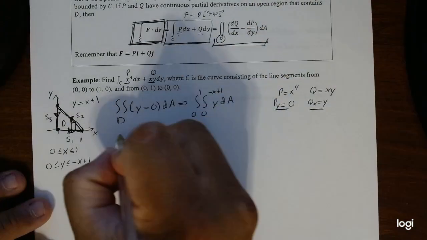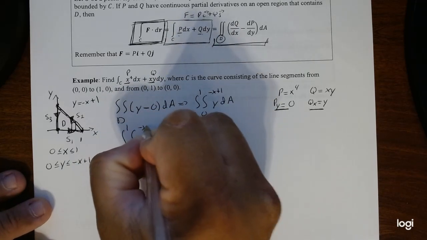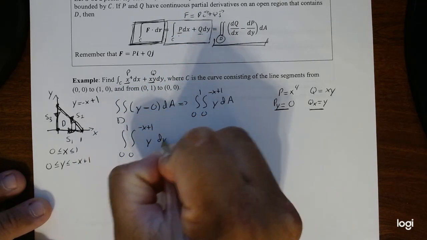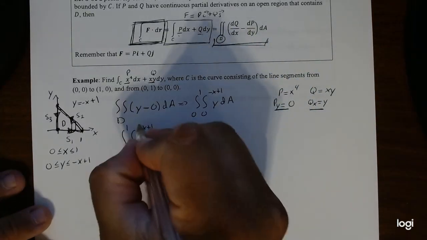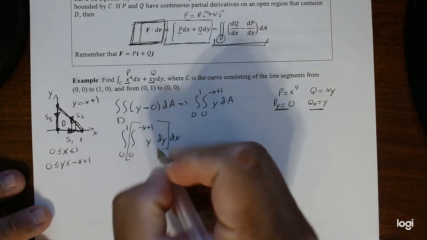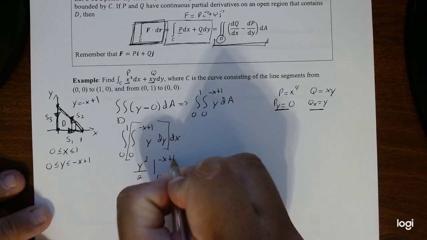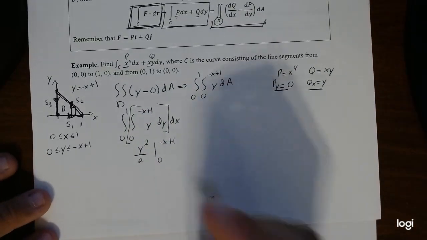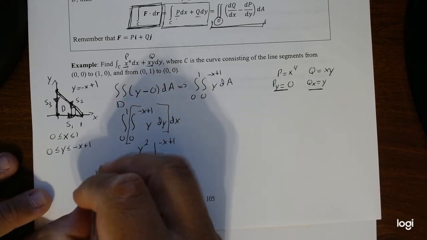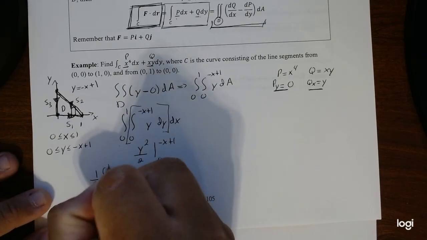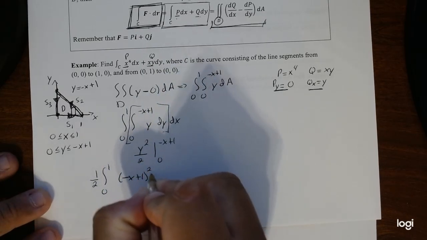Therefore, our integration is going to be y first, which usually is the case. Take the integral with respect to y, so it's just going to be y squared over 2, evaluated at 0 and negative x plus 1. Plugging in 0 just goes away, so this ends up being the integral, and I'll put the 1/2 on the outside to make it easier, of 0 to 1 of negative x plus 1 squared dx.